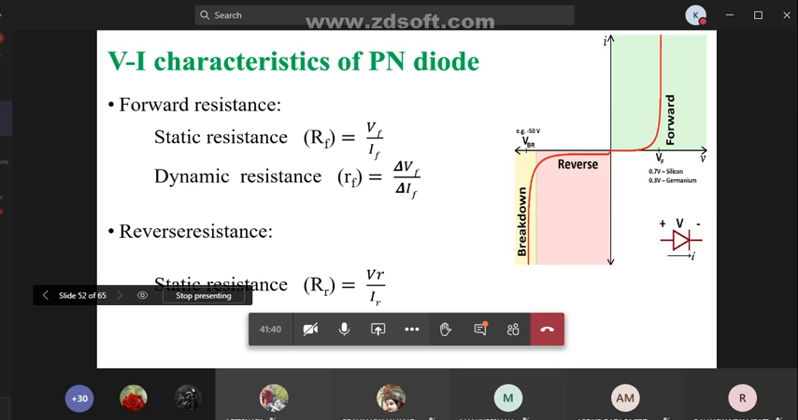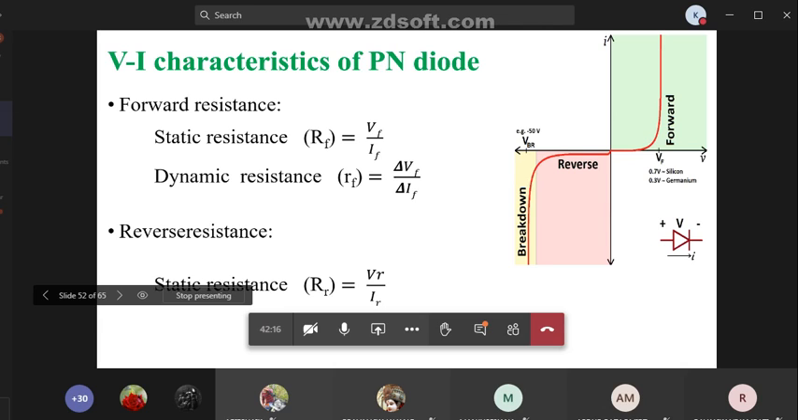in both forward bias and reverse bias. See here, in forward bias, how to calculate static resistance? It is the ratio of forward voltage to forward current. In forward biased condition, it is the ratio of forward voltage to forward current. That is called static resistance or DC resistance.